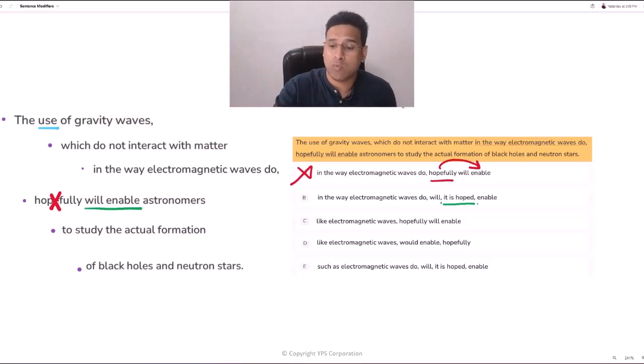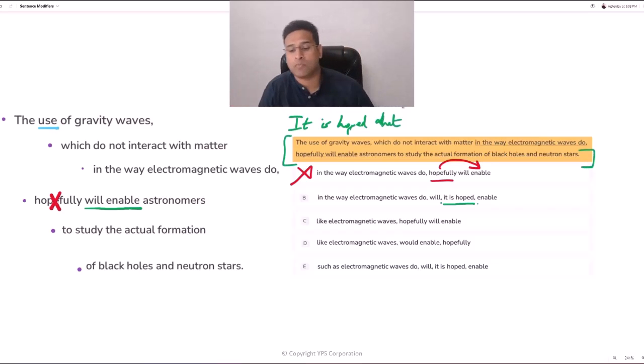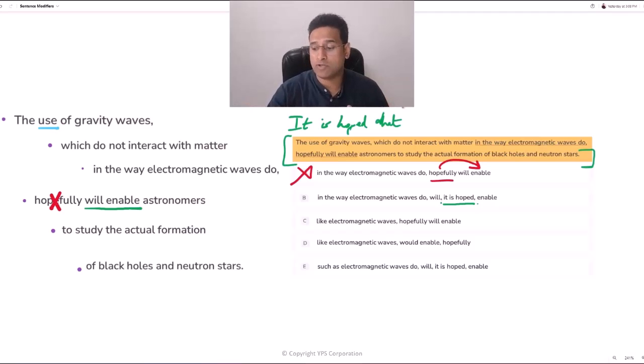In other words, what we get is, it is hoped that the use of gravity waves will enable astronomers to study the actual formation of black holes and neutron stars. So, as you can see, by converting hopefully to it is hoped, we have actually successfully diffused this verb modifier and converted it into a sentence modifier.